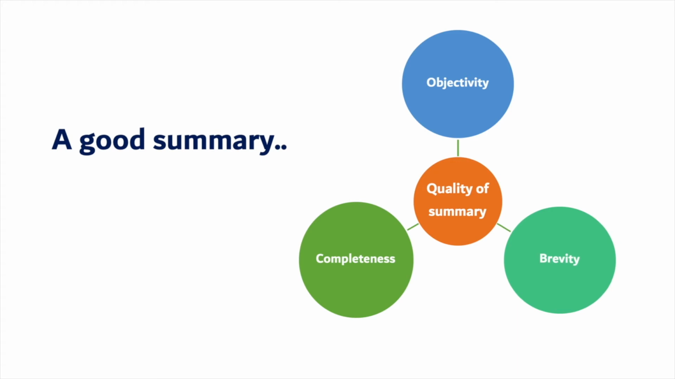And then the second one is brevity. So the summary must be brief, concise. As Albert Einstein said, if you can't explain it simply, you don't understand it well enough. So keep it simple. And then the last one is completeness. Just because you make it shorter doesn't mean that it is not complete. So make the information in your summary as complete as you can. So make sure these 3 things are in your summary so that you will have a good summary.